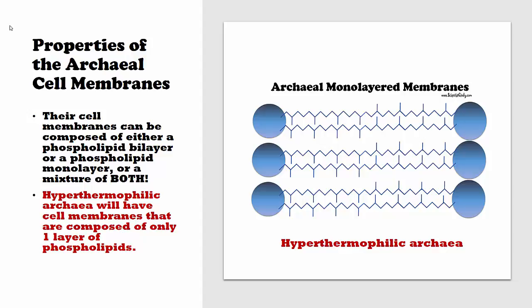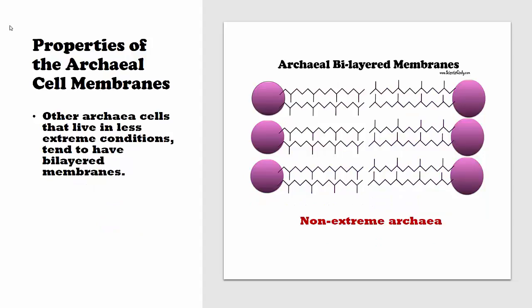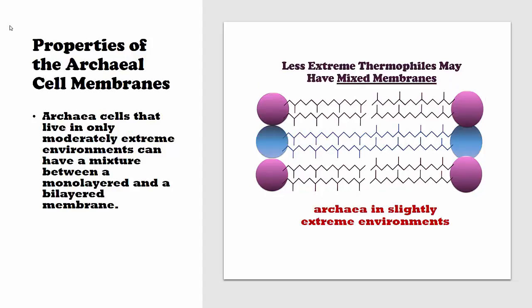Hyperthermophilic archaea will have cell membranes that are composed of only one layer of phospholipids. Other archaeal cells that live in more normal conditions tend to have bilayered membranes. And archaeal cells that live in only moderately extreme environments can have a mixture between monolayered and bilayered membrane.